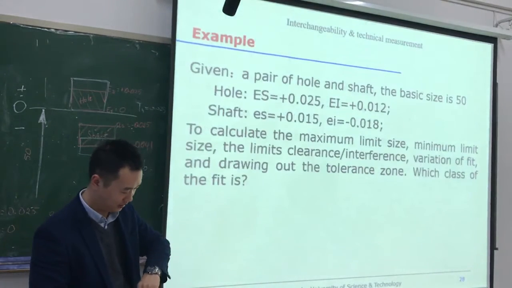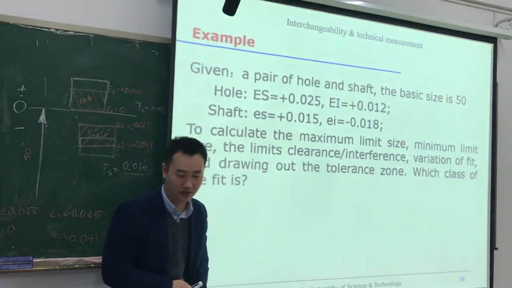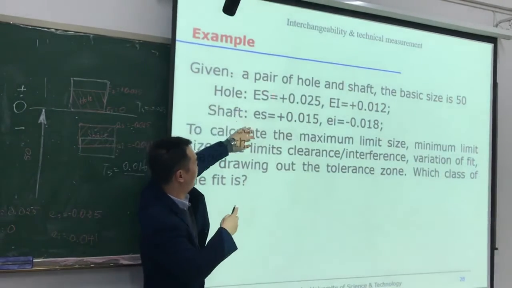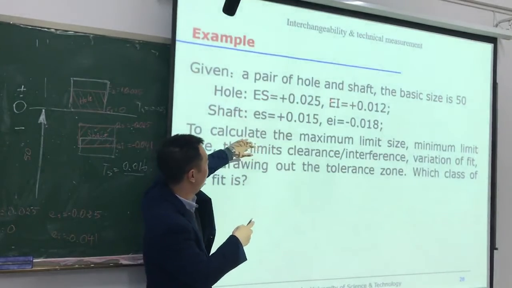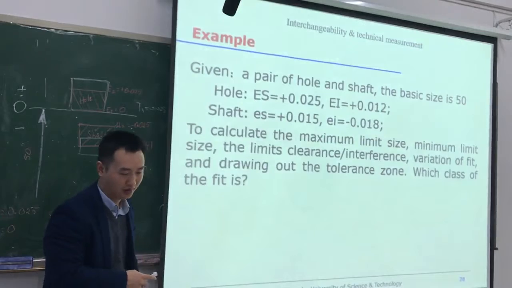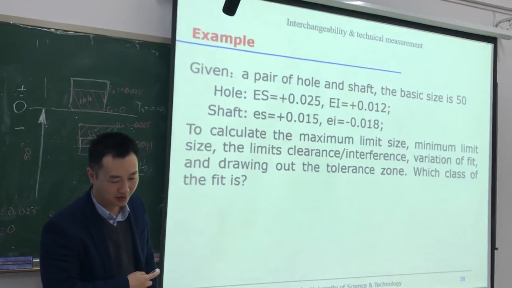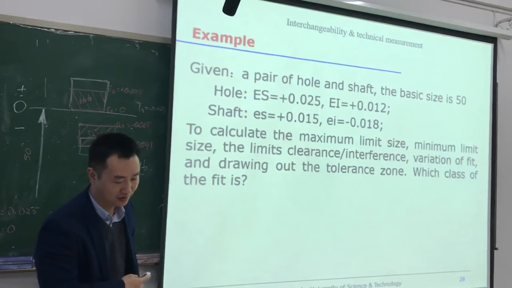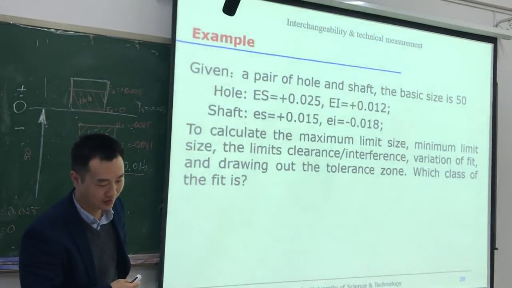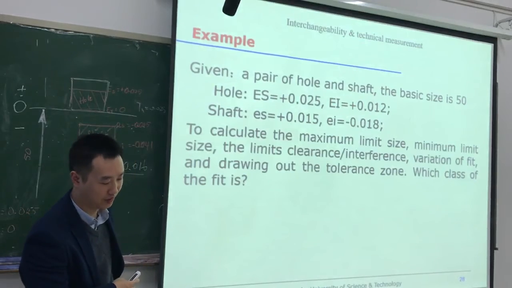So now let's look at this example. Given a pair of hole and shaft, the basic size is 15. The hole gives you the upper deviation and lower deviation. For the shaft, we also have the upper deviation and the lower deviation. I want you to calculate the maximum limit size, minimum limit size, the limits of clearance and interference, the variation of fit, draw out the tolerance zone, and find which class of fit it is.